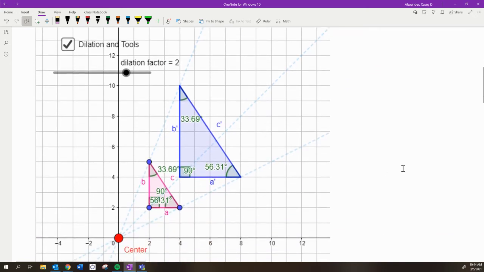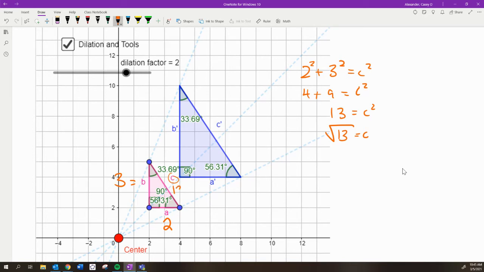The next thing that we did in class was I gave everybody this pink triangle here, and I said, find the lengths of A, B, and C. And quickly now I can see that A is 2 and B is 3. And then C here, I would have to use the Pythagorean theorem. So 2 squared plus 3 squared equals C squared. That's 4 plus 9 equals C squared. And so C squared is 13, and therefore C is just the square root of 13. And so we just called it root 13.